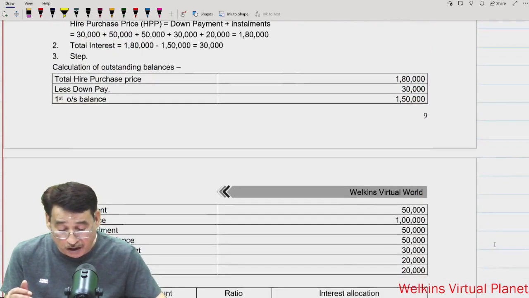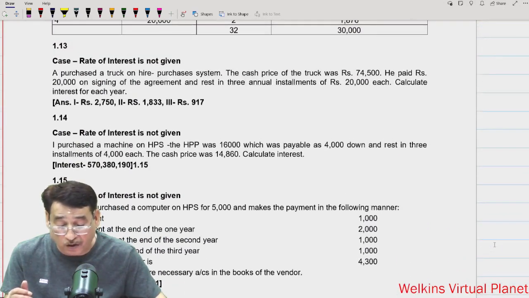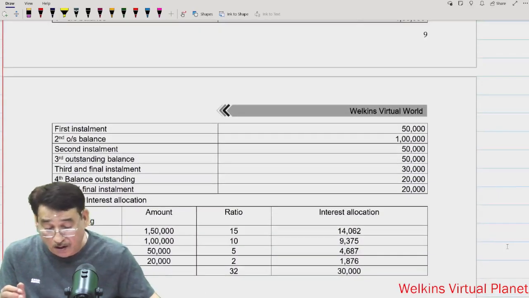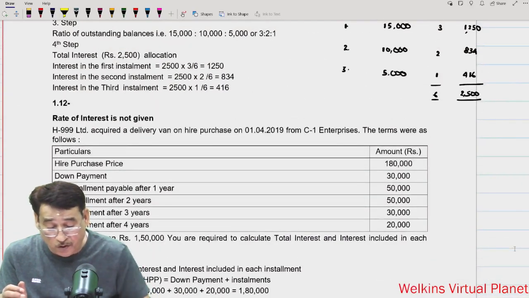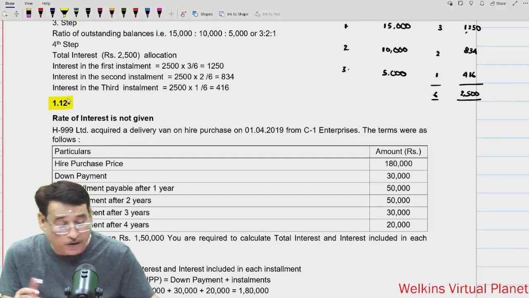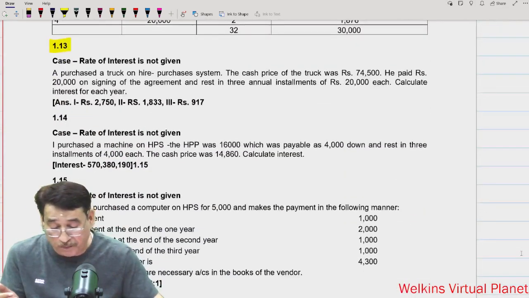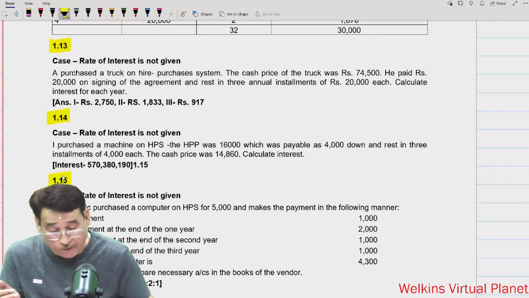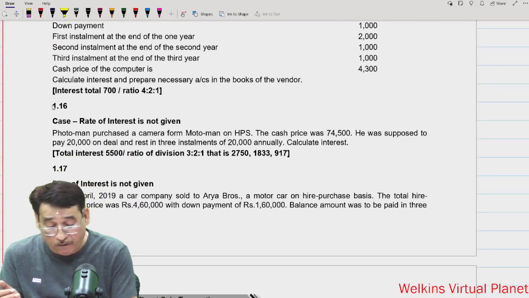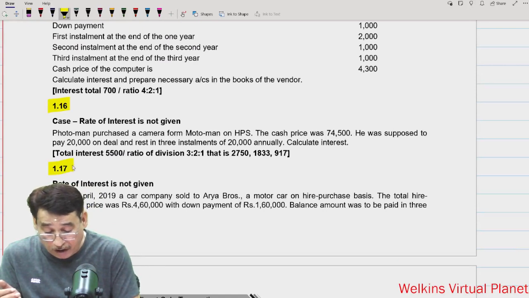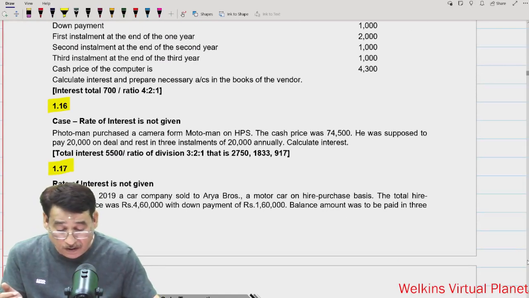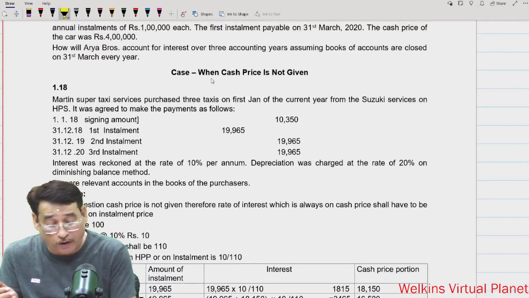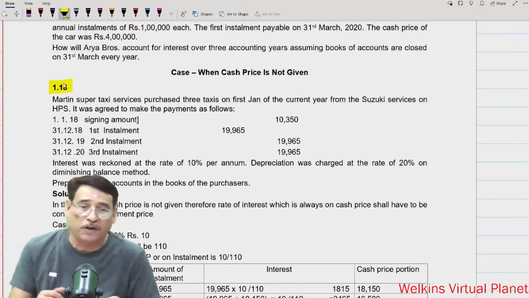But now next is when cash price is not given. Even 1.3 you can do. You can do 1.12 when rate of interest is not given. We just compute it. Even 1.14, even 1.15, 1.16, 1.17. Correct? And now we will go for when cash price is not given.